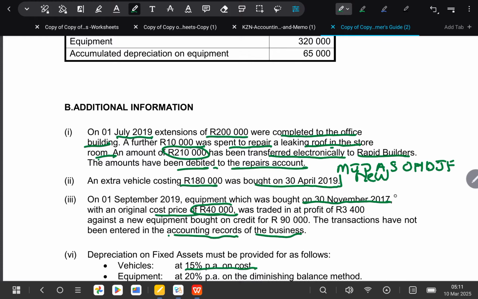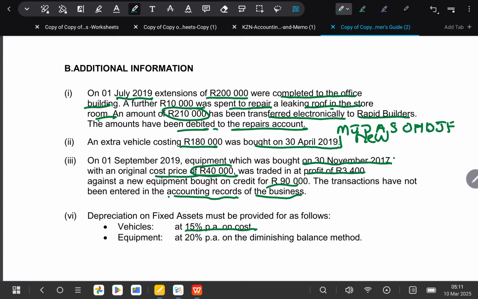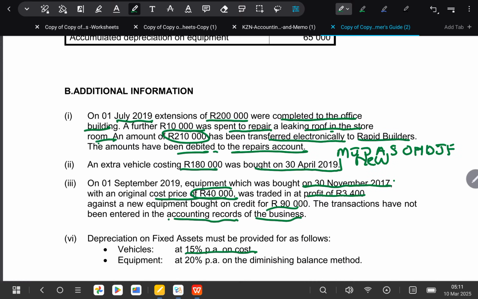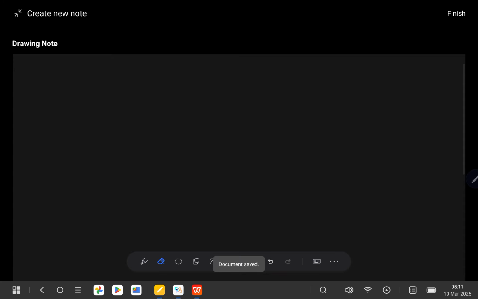We need to go back to the financial year for 2017, and then they're saying that it was bought with an original cost price of 40,000 and it was traded in at a profit of 3.4. But we also know that they bought a new one for 90,000, and the transaction they're saying has not been recorded in the books of the business, and the equipment is depreciated using the diminishing balance method. So this is how we are going to start with the depreciation for that equipment.